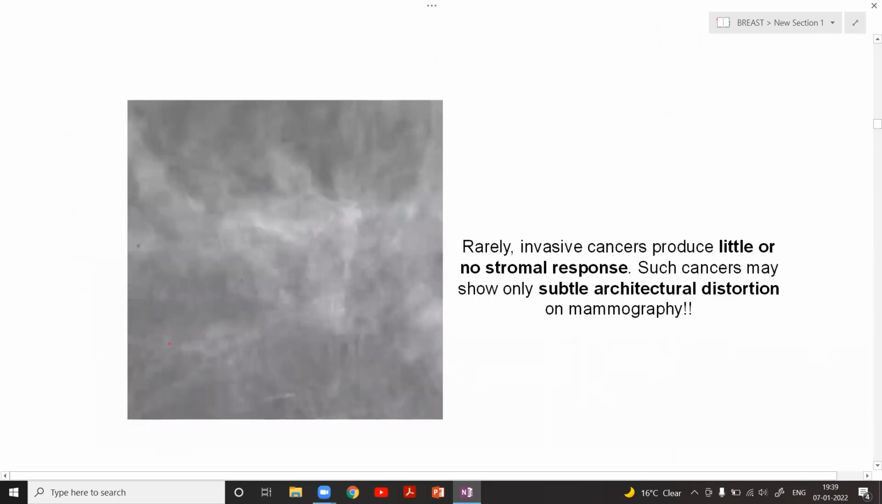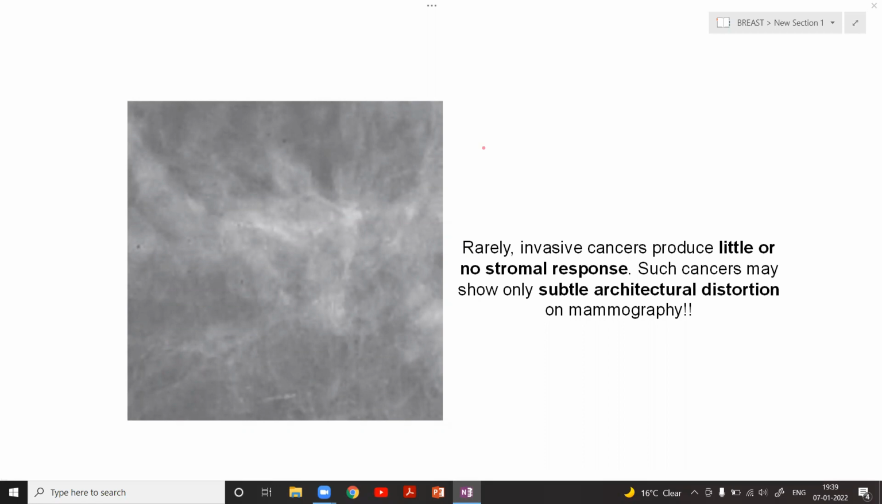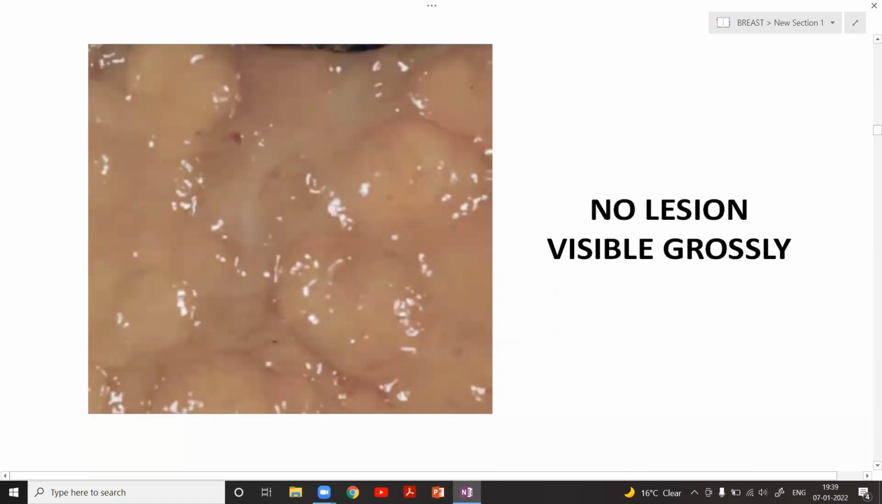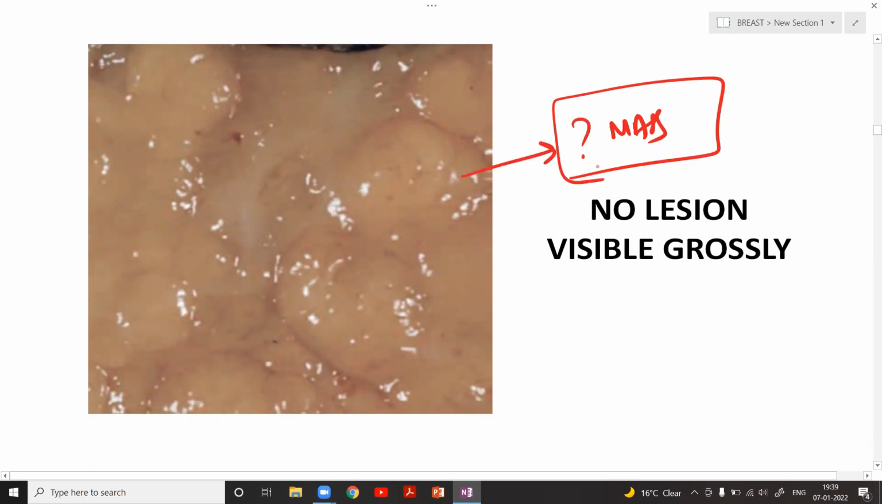Okay, and there is a third kind of presentation wherein you don't find any stromal response. There is no stromal response at all. And when you look over here, there is no such architectural distortion that we can appreciate in this diagram. And when we go for the grossing, we cannot see any mass. We cannot appreciate any mass. So we think, where is the tumor? Sometimes you will see that we come across such cases.